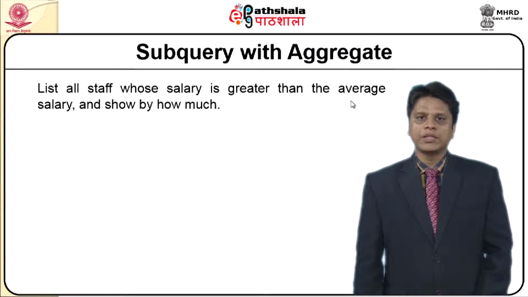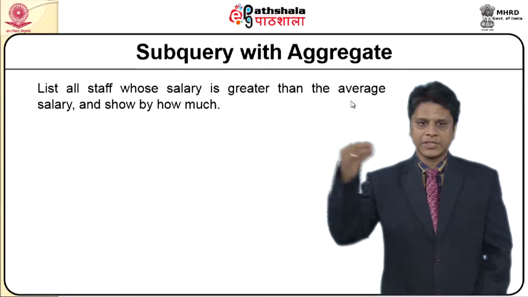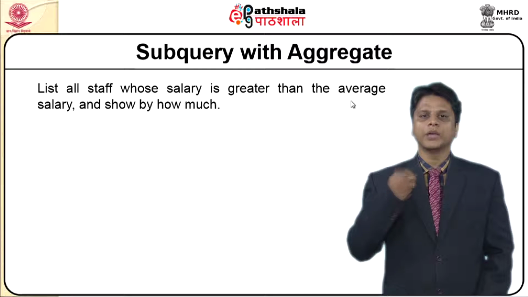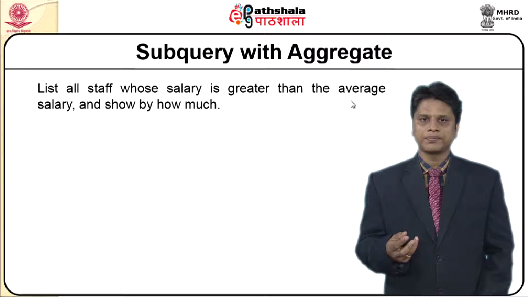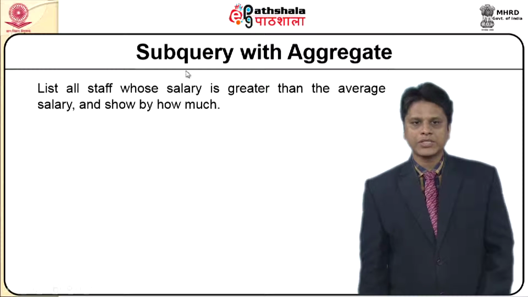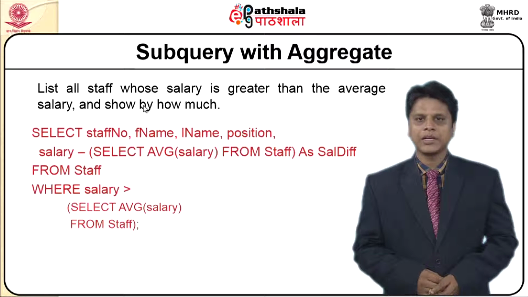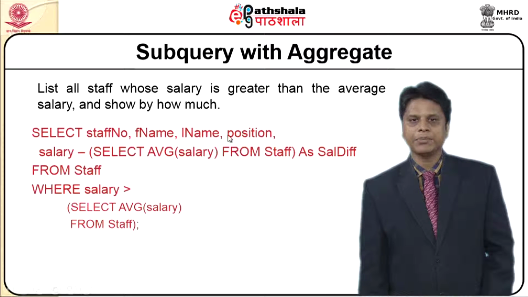The next query will be on the subquery with the aggregate functions that we have used. To recall, the aggregate functions that we have looked at in the previous session were count, min, maximum, average and sum. So list all staff whose salary is greater than the average salary and show by how much. So select staff number, first name, last name, position and salary minus select average salary from staff as salary difference.